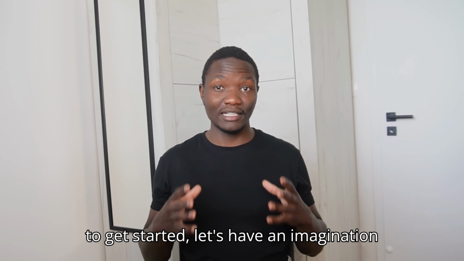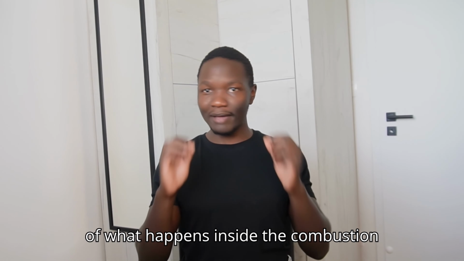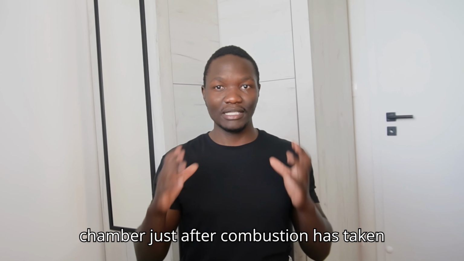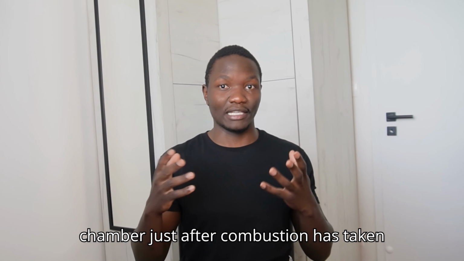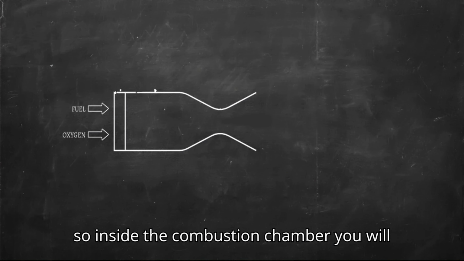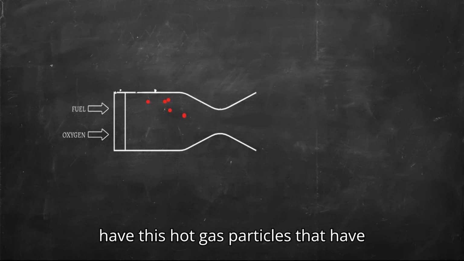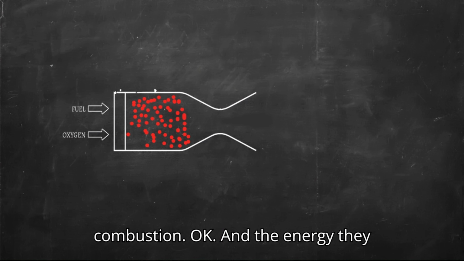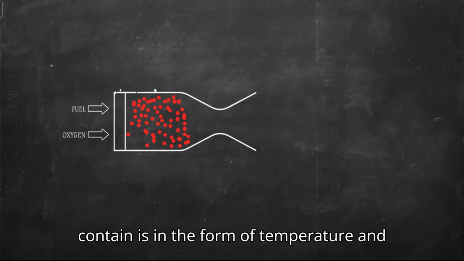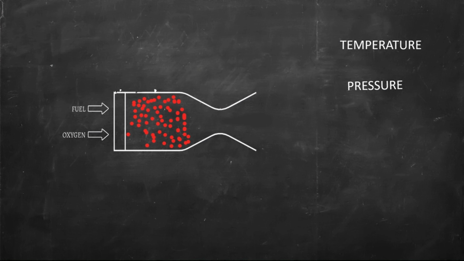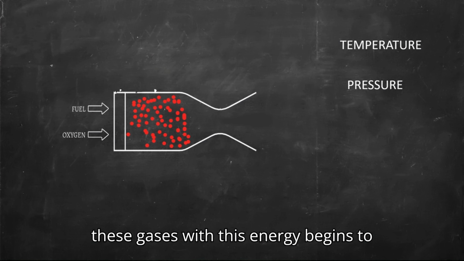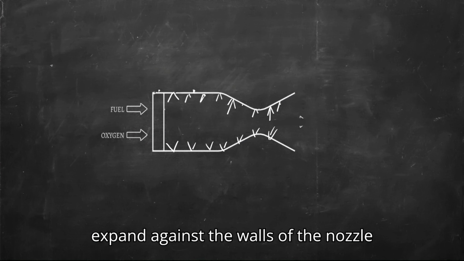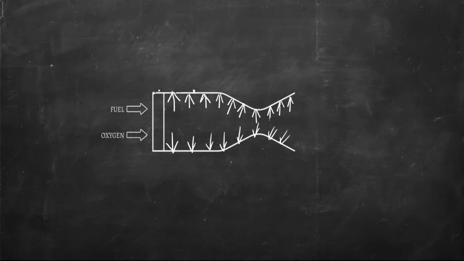To get started, let's imagine what happens inside the combustion chamber just after combustion has taken place. Inside the combustion chamber, you will have these hot gas particles that have just been released as an effect of combustion, okay? And the energy they contain is in the form of temperature and pressure. These gases with this energy begin to expand against the walls of the nozzle and the combustion chamber.